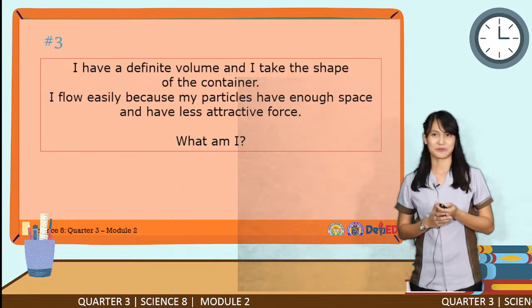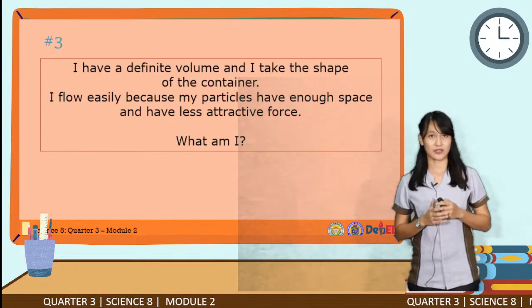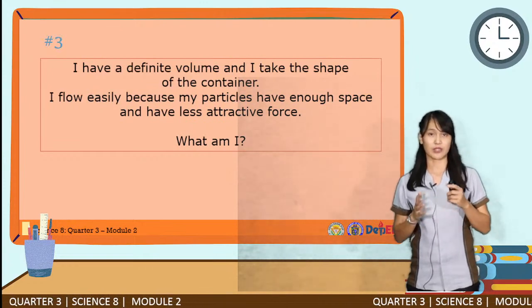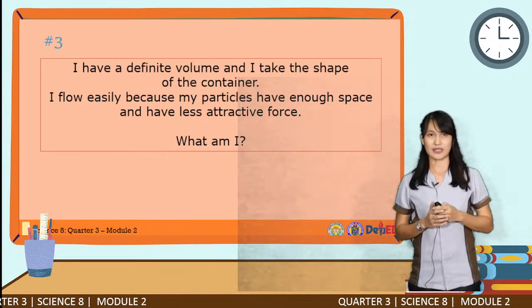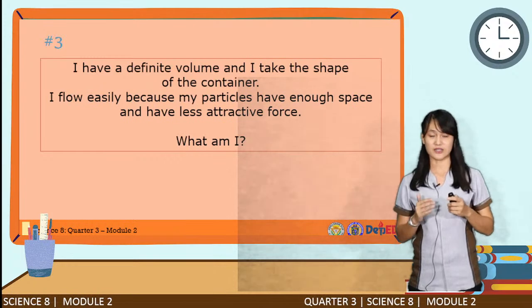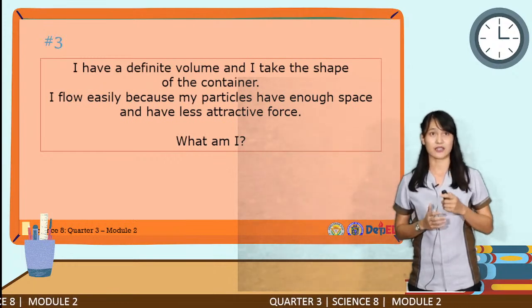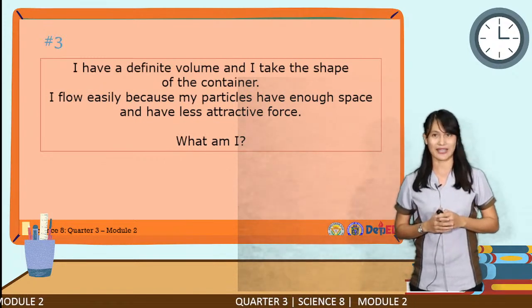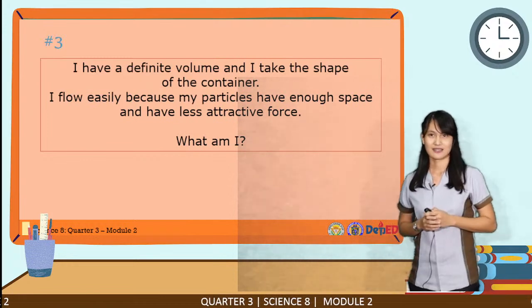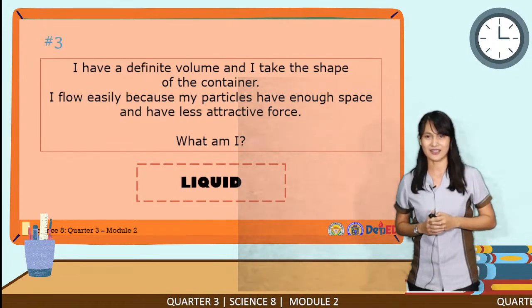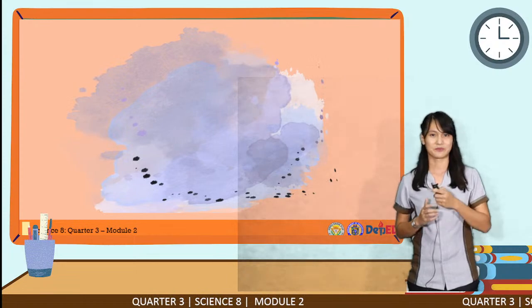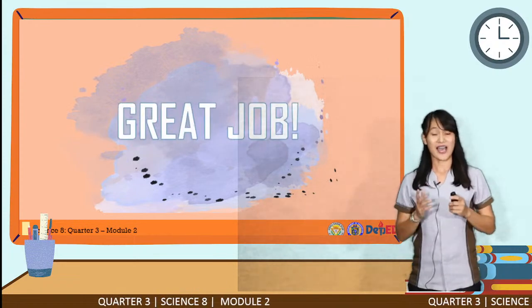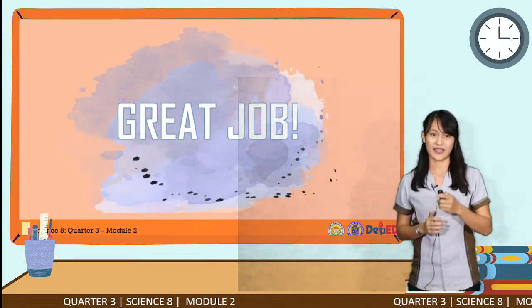Third one. I have a definite volume and I take the shape of the container. I flow easily because my particles have enough space and have less attractive force. What am I? You got it right. And the answer is liquid. Great job! I believe you are now ready for today's lesson.